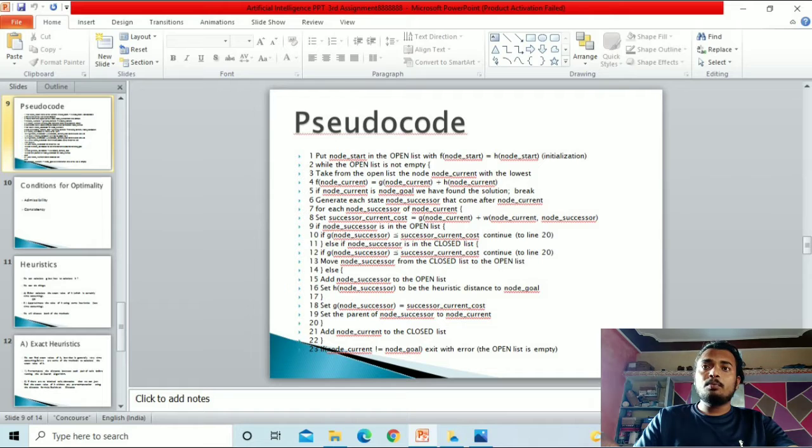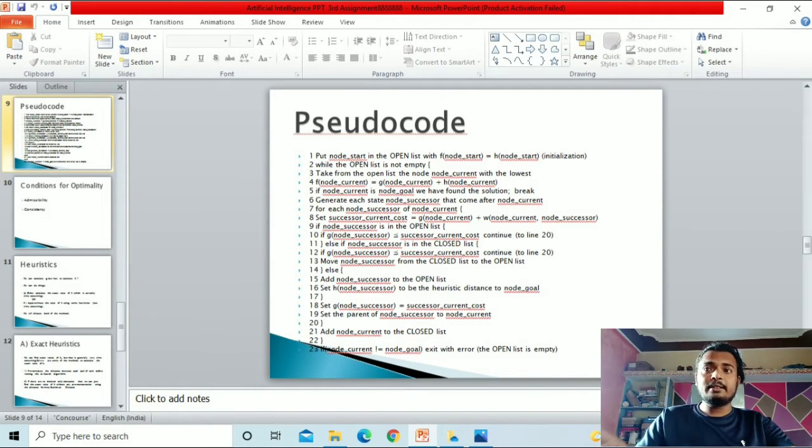Put node start in the open list and F is equal to H, while the open list is not empty. Third, take from the open list the node current with the lowest F. Fourth, node current is equal to node current plus H of node current. Fifth, if node current is node goal, we have found the solution. Break. Generate the state node successors of the current node, as the pseudocodes are given here.